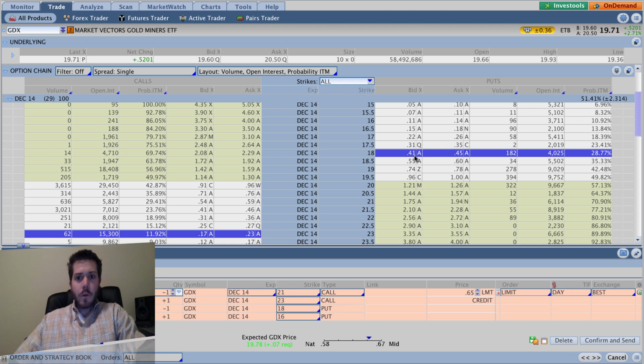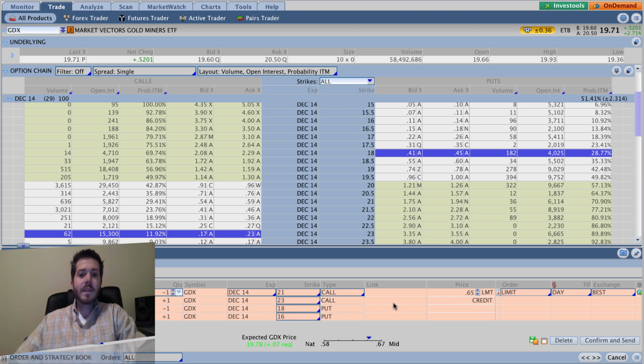So, we also, after we built it, we discussed the minimum acceptable credit that we are willing to receive for entering the spread. And that's 30% the width of the spread. In this case, the width is 2. 30% of 2 is 60 cents. And we are well above our, 5 cents above our minimum acceptable credit here in this particular example.